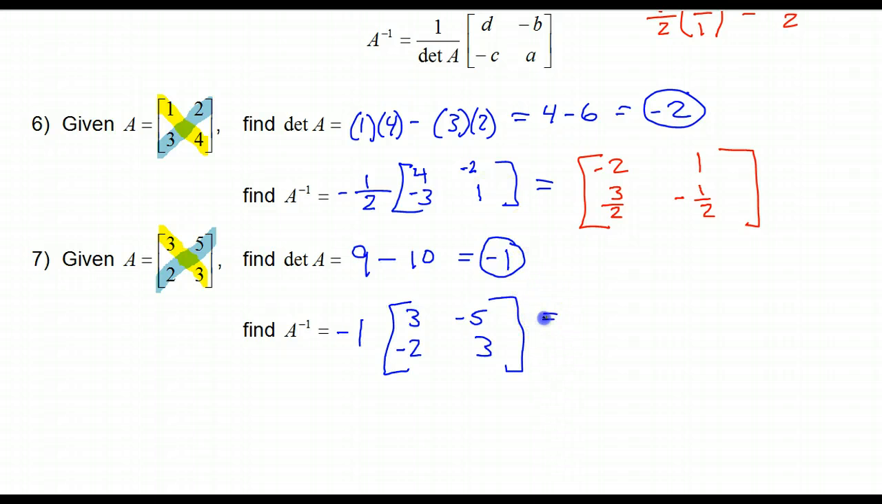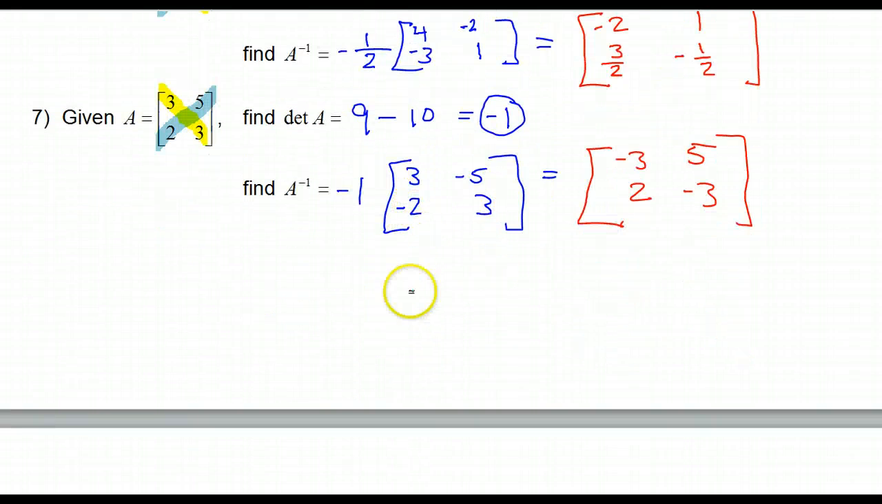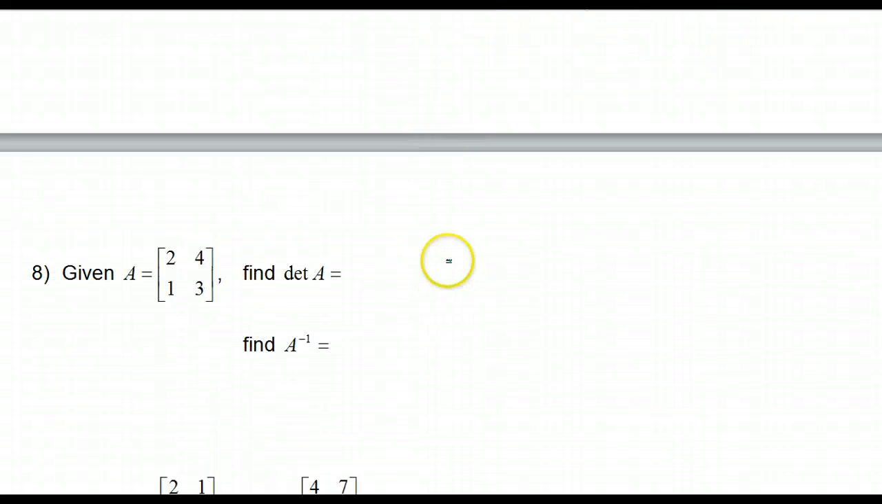The final step is to take this multiplier, the reciprocal of the determinant, and multiply everything inside by it. I'm going to switch to red because this is the final answer. So the final answer here would be -3, +5, +2, and -3. I just multiplied everything by -1. So that is how you find the inverse of a 2 by 2 matrix.